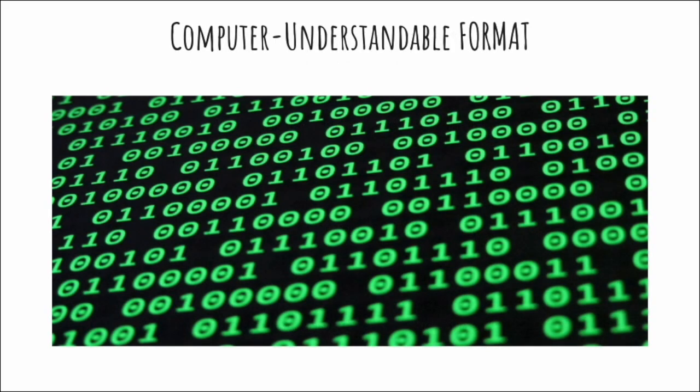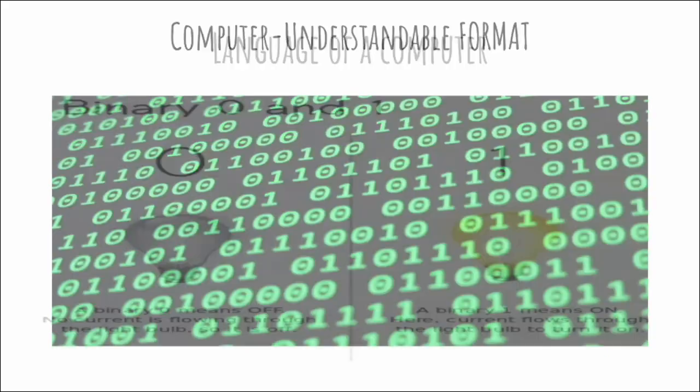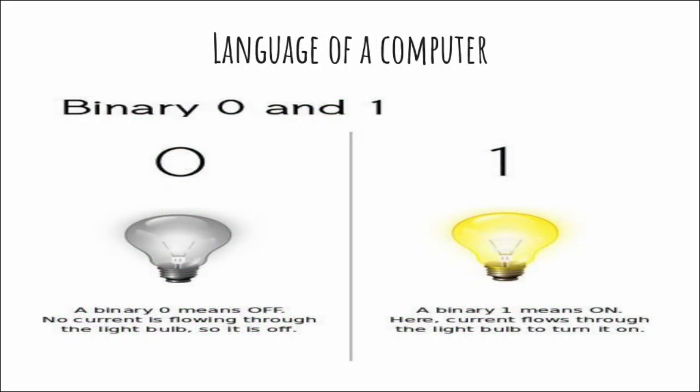So computer understands only zeros and ones or signals. All right. So what is 0 and 1? We discussed already. You can think of 0 as off and 1 as on. So a binary 0 means off. No current is flowing through the light bulb, so it is off. Similarly, binary 1 means on. Here current flows through the light bulb to turn it on. Okay, as simple as this.